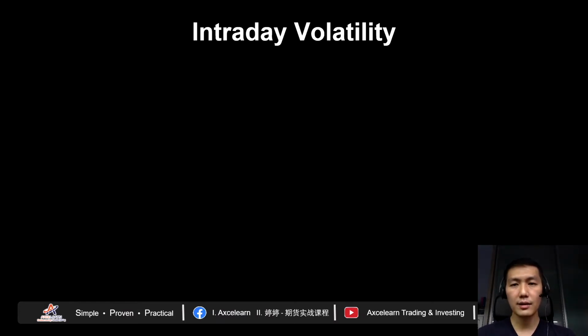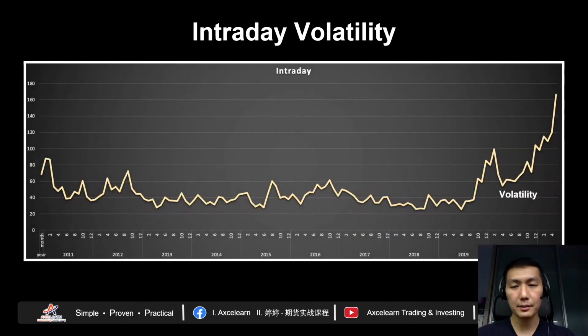Now, let's have a look at the intraday volatility and the historical intraday volatility. Intraday volatility is the difference between today's high price and today's low price. So we take today's high price, subtract today's low price, and this is what we call the intraday volatility. On this diagram, the x-axis is labeled by year and month, and the y-axis is the volatility in terms of points. This chart shows the past 10 years of intraday volatility.